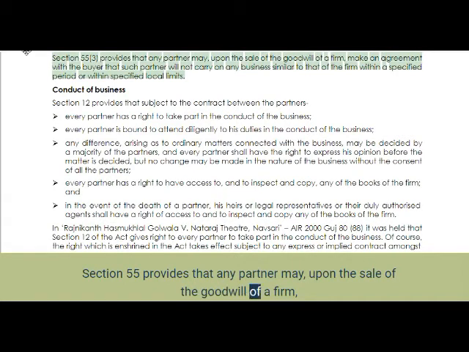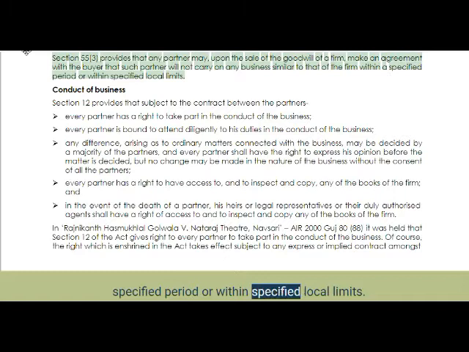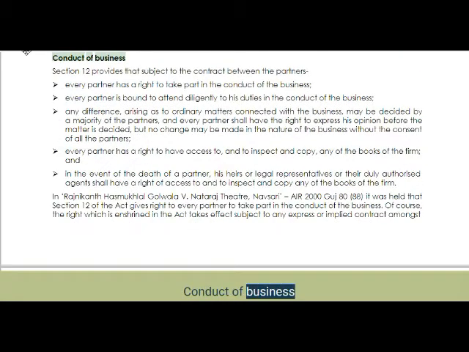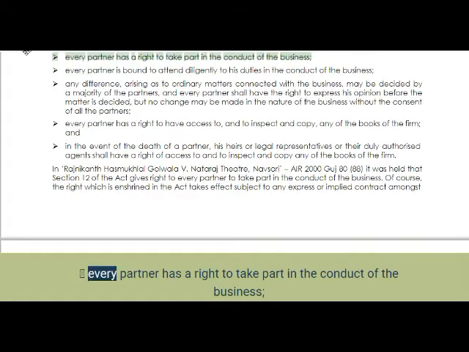Rights and duties of partners. Section 11(1) provides that the mutual rights and duties of the partners of a firm may be determined by contract entered between the partners. Such contract may be expressed or may be implied by a course of dealing. Such contract may be varied by consent of all partners. Such consent may be expressed or may be implied by a course of dealing.